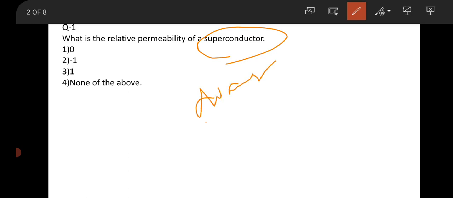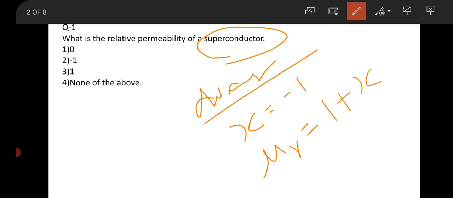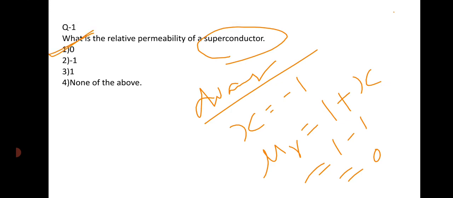So superconductor behaves like a diamagnetic material, so its susceptibility will be -1. If susceptibility is -1, then the relative permeability is equal to 1 plus susceptibility, so it will be 1 minus 1, which is 0. So the correct answer to the question will be 0. Option 1 is the correct answer. Okay, move to the next question.